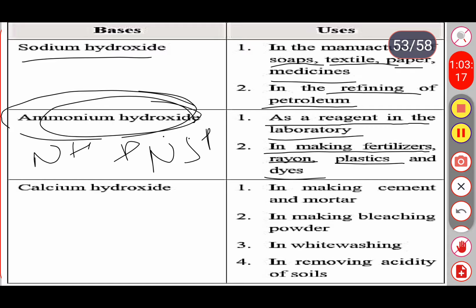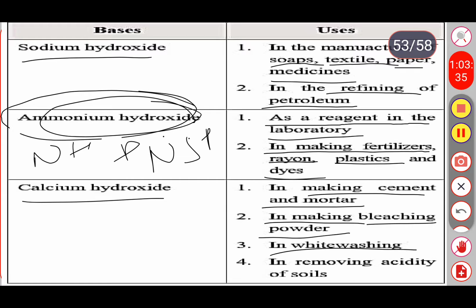The second use of calcium hydroxide is in the manufacturing of bleaching powders, whitewashings and removing the acidity of soils. If the acidity of the soil increases, the fertility of the soil will be reduced. That's why we are using calcium hydroxide to remove the acidity of the soil. So it improves the fertility of the soil also.